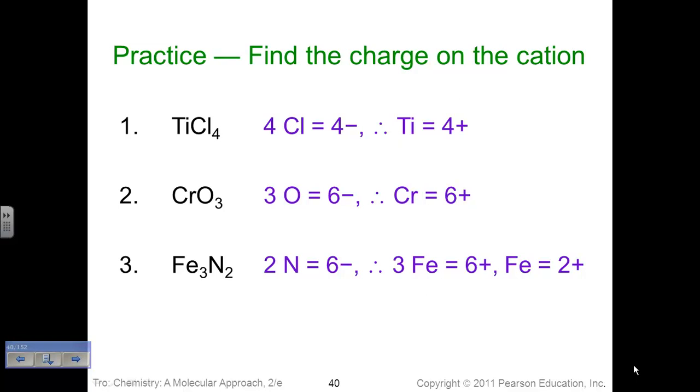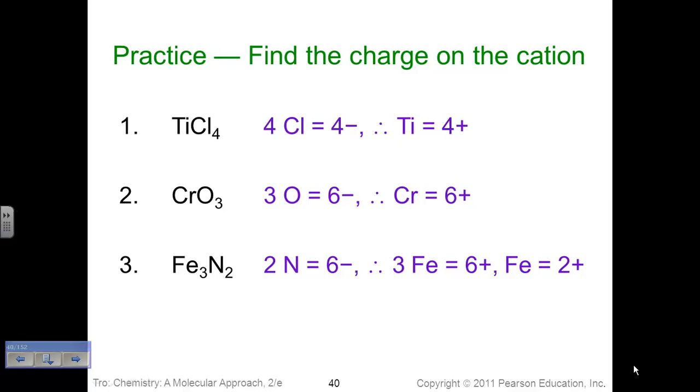Second example, it's not as easy as just uncrisscrossing. We know that oxygen carries a minus 2 charge. Look at it on your periodic table. Did you handwrite that in the box? It's a minus 2 charge. 3 units of a minus 2 give me a net of minus 6. Chromium in this example must be carrying a positive 6 charge. The name of our compound, chromium 6 oxide.